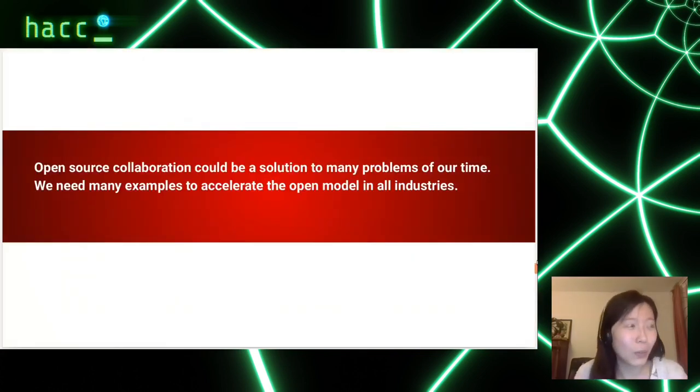The corona pandemic is only one of the challenges that we are facing these days. Climate change, political war, so many issues. Open source collaboration could be a solution to many problems, but we need more examples. We need a successful example to accelerate the whole open model in all industries. Open source should not be only about software. The open model could apply to hardware, to pharmaceutical formulas, to processes, and it should be open by default for all different industries, and encourage more collaboration across borders.